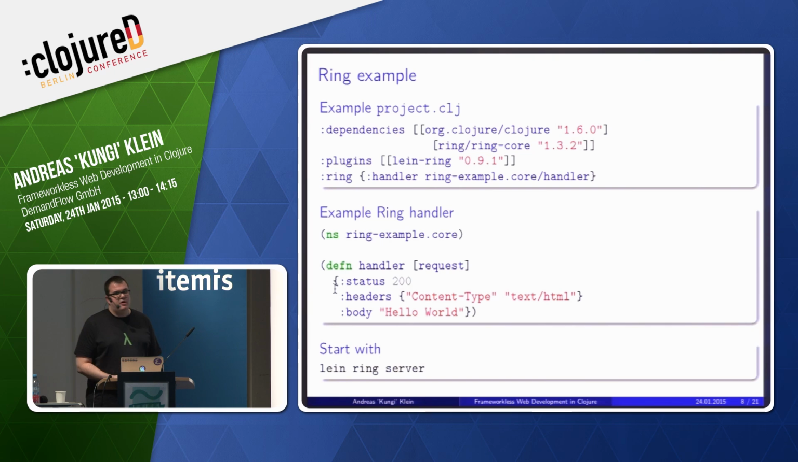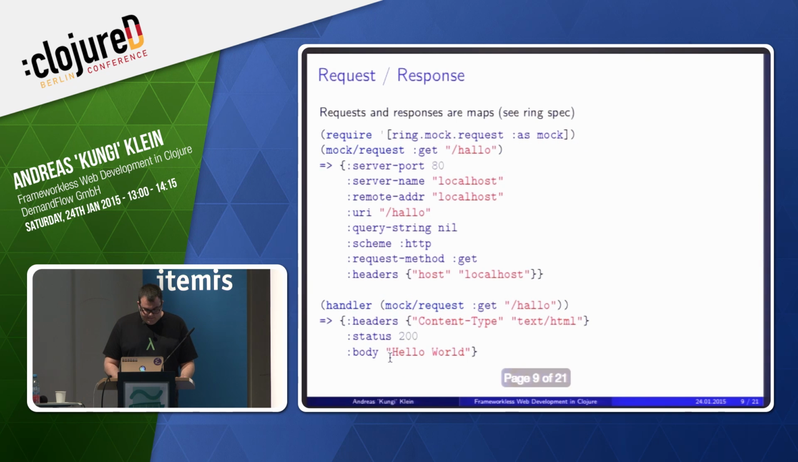And the Ring response is just that. It's just a map with a status code, in this case 200, some headers, so a map of headers, and a body, in this case hello world. And you can start this application with lein ring server, and wherever you go, you will get this response.